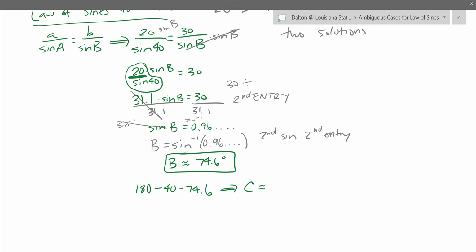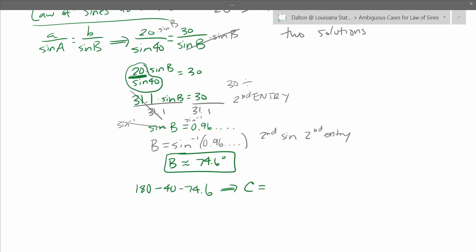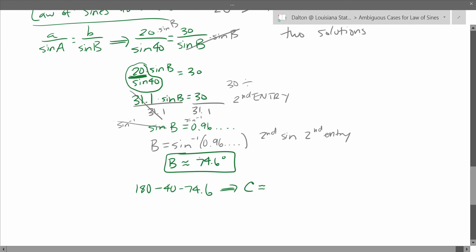So my computer died in the middle of that last video. So I'm just going to pick up here where I left off on that ambiguous cases example. We had just found, for case one, or for one of the answers, that B is 74.6 degrees.